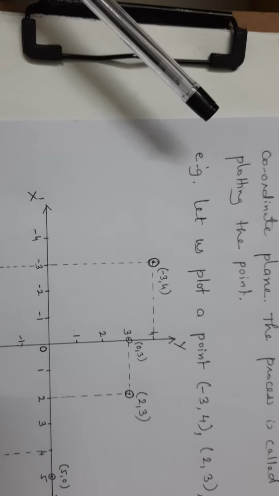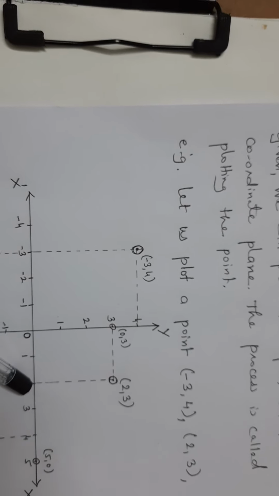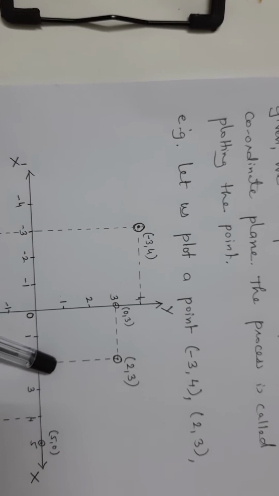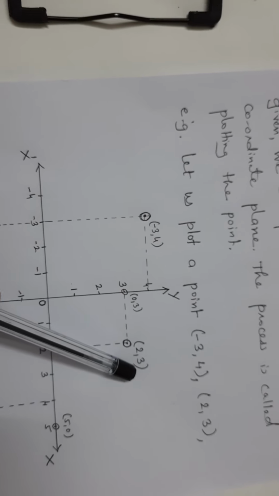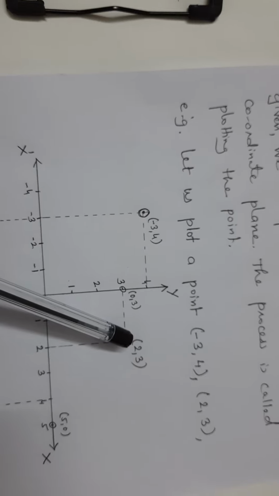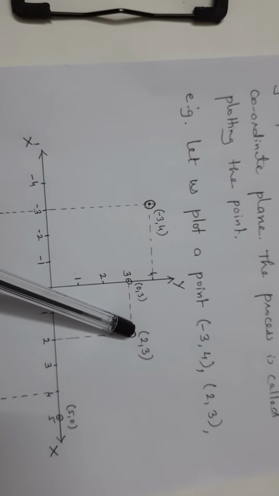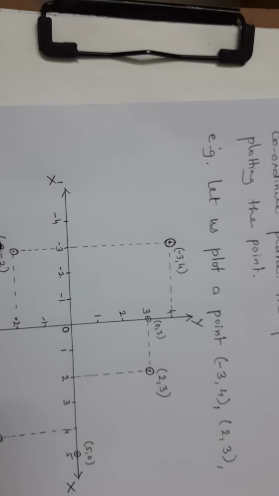Let's say about the second point, 2, 3. Now here 2, you are looking at x-axis. Go to a height till you reach 3 on y-axis. Wherever these two lines coincide, that is 2, 3. Whenever you put a point, it is just a dot, and that dot has to be encircled.